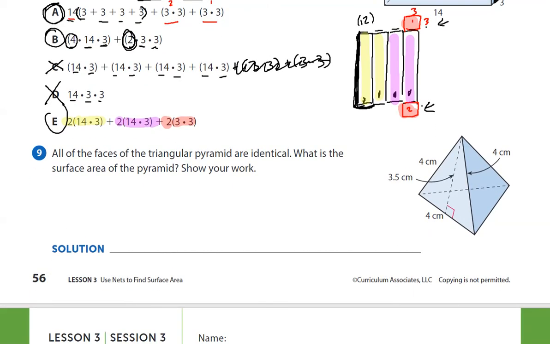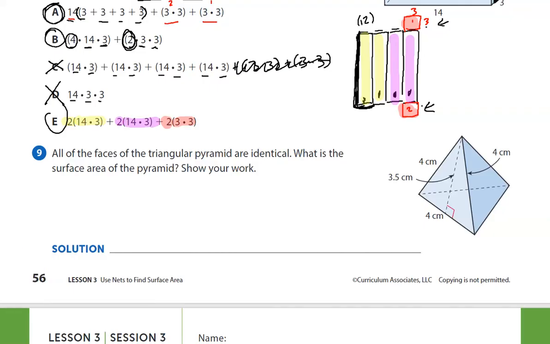Okay, number 9. All of the faces of the triangular pyramid are identical. What is the surface area of the pyramid? Show your work. So it's got 4 identical triangles. Even the base. That one is identical to this one, is identical to this one, and they're all identical to this one in the back. So we just need to find the area of one of the triangles and multiply it by how many there are.